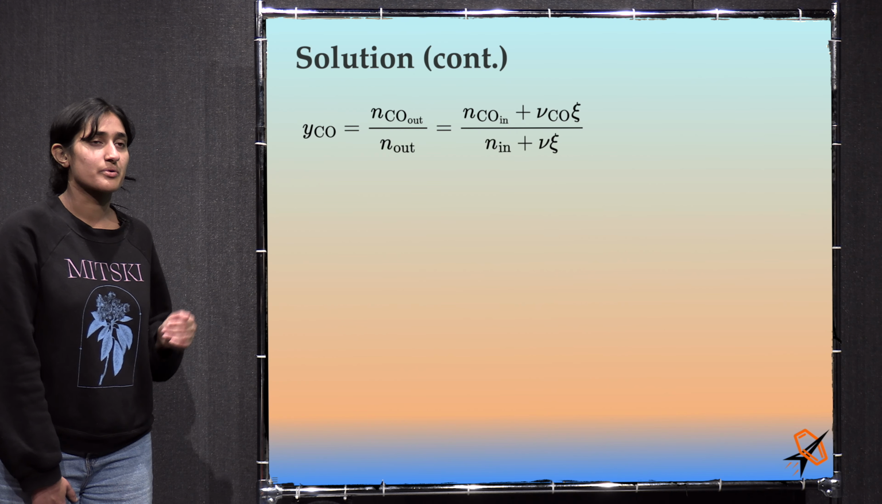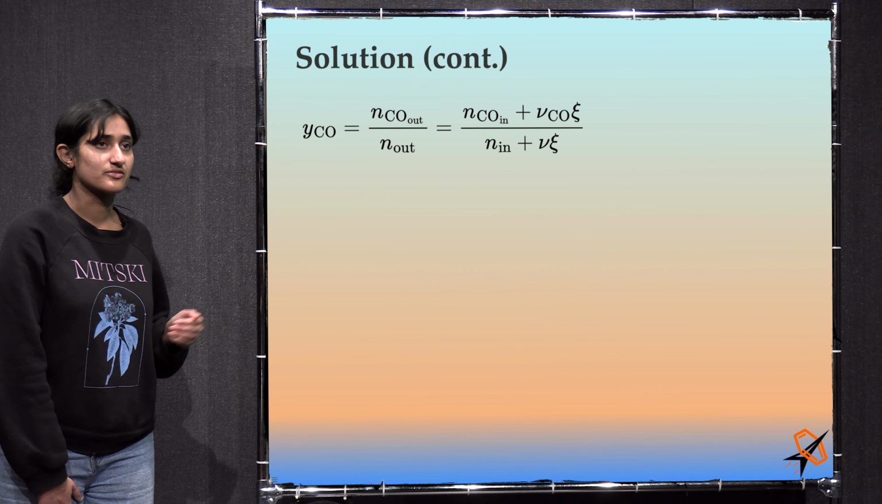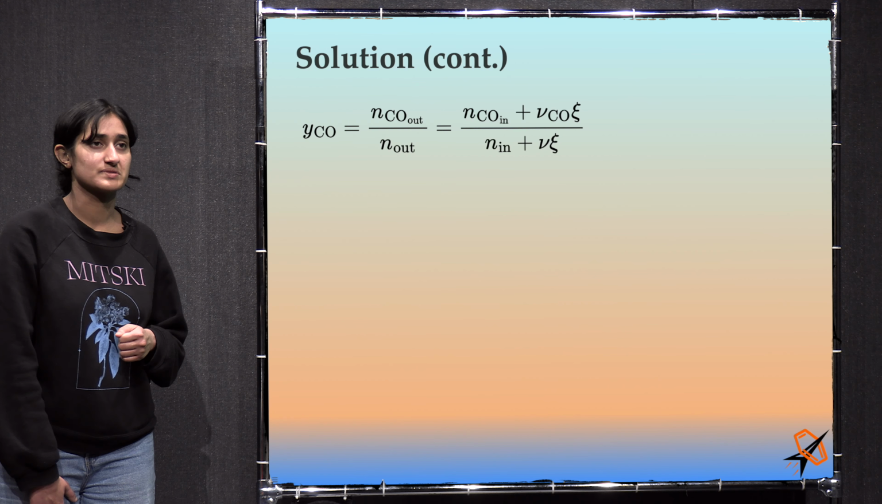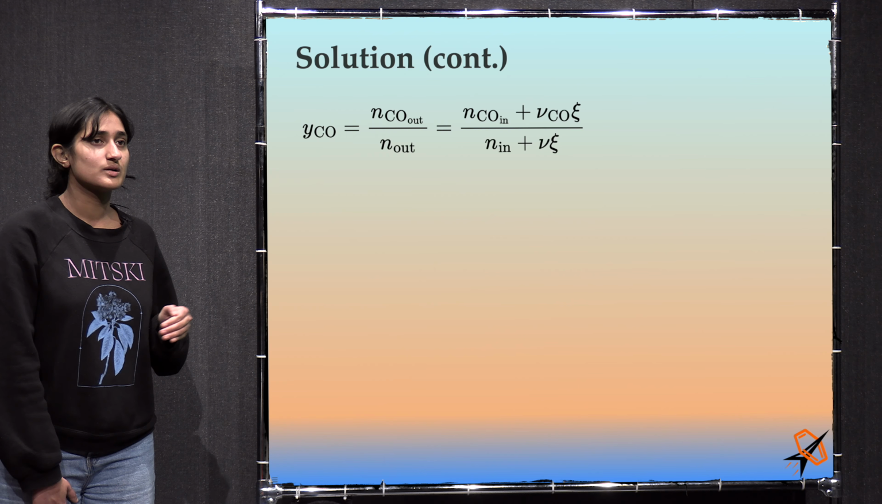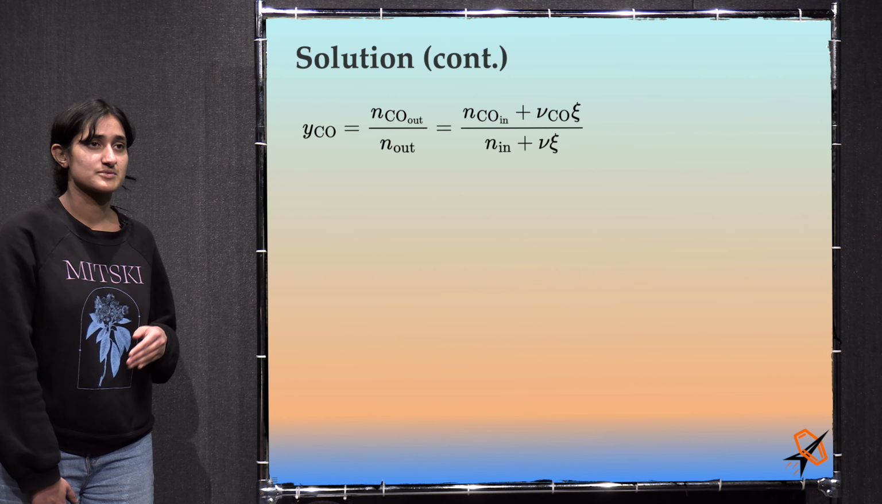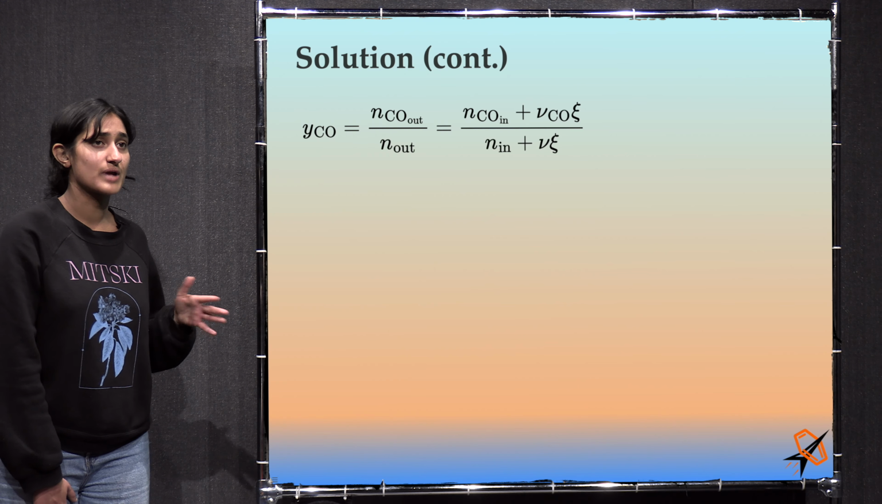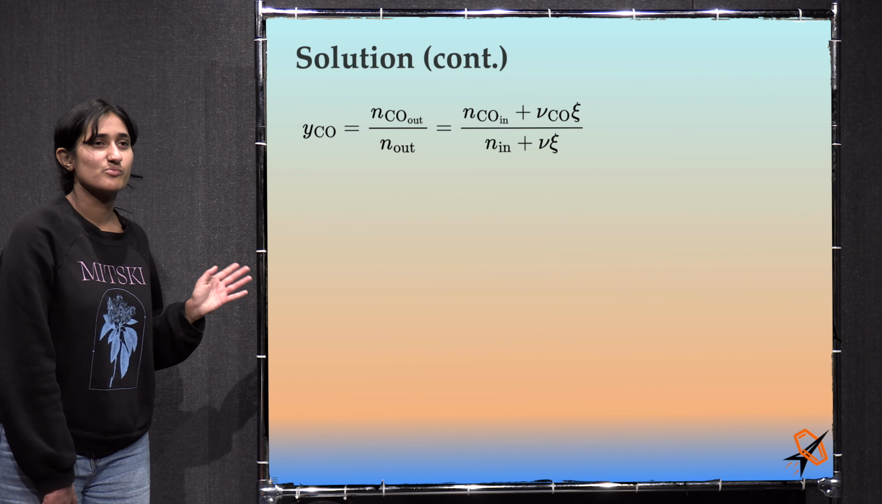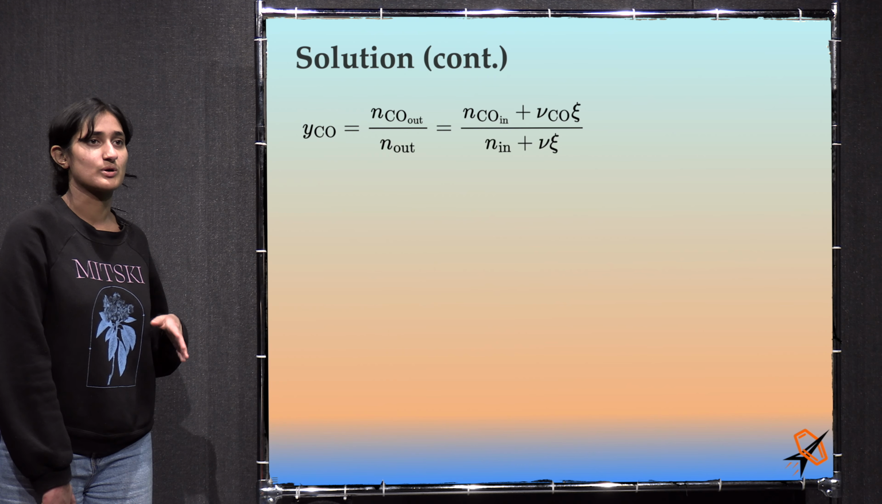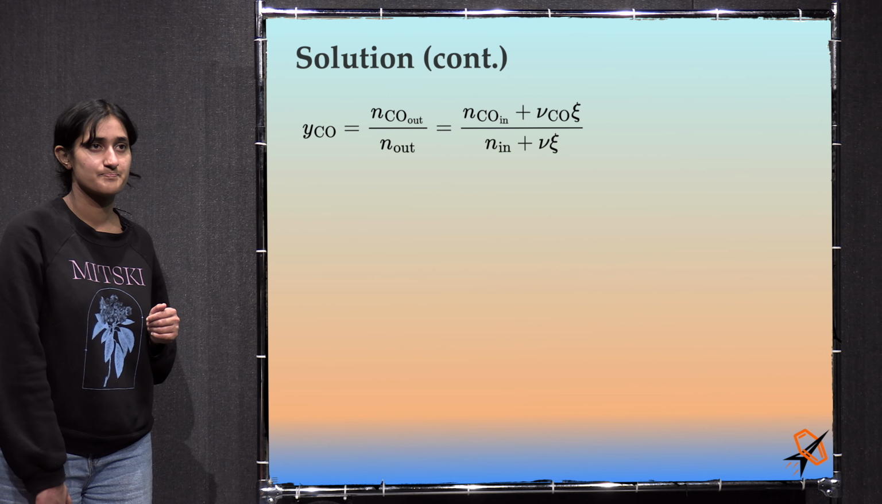The mole fraction is the number of moles of CO at the end of the process divided by the total number of moles at the end of the process, which is equal to the moles of CO into the process plus the stoichiometric coefficient times the extent of reaction, divided by the total number of moles in plus the overall stoichiometric coefficient times the extent of reaction.